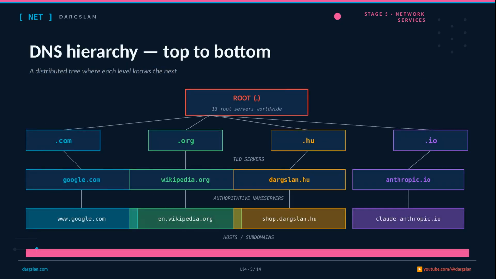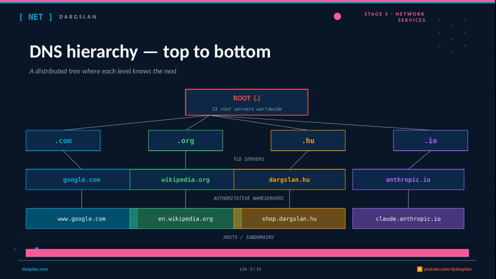DNS is structured as an inverted tree, and right at the peak sits the root, represented by a single dot and served by just 13 logical root server clusters worldwide. The root doesn't know where google.com lives, but it knows who runs .com, and it points you to the top-level domain servers for .com, .org, .edu, .io, and so on.